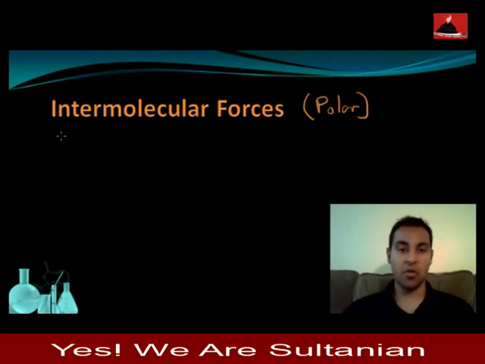So let's look at a hypothetical polar molecule. We have two atoms, we'll call it A and B, and A and B are bonded together. Let's say A has a partial positive charge and B has a partial negative. So this is our polar molecule. It has a positive end and a negative end.